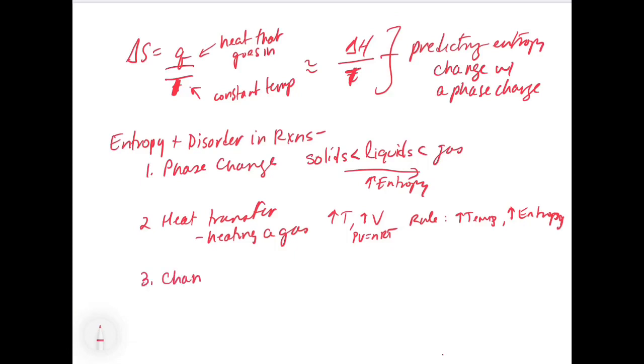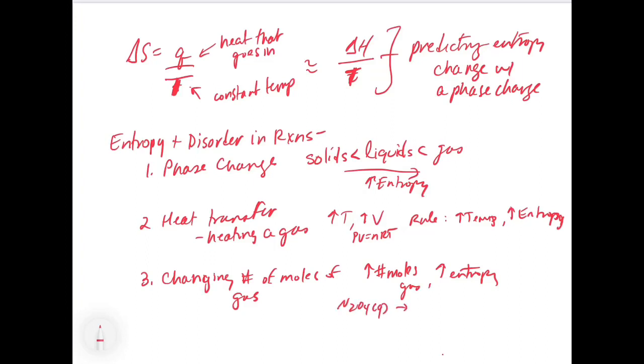So another good one to think about is changing the number of moles of gas. As you increase the number of moles of gas, you're going to increase the entropy. So a reaction that produces gas, like for example N2O4 gas going to 2 NO2 gas, is going to result in a gain in entropy.